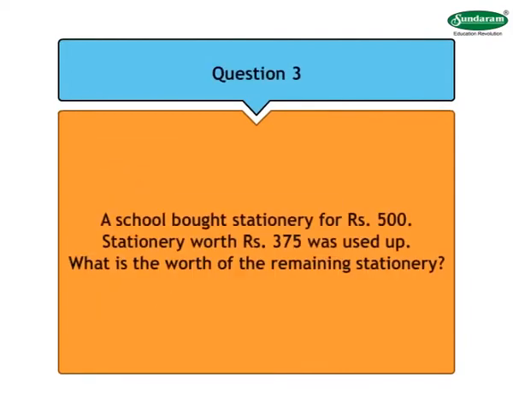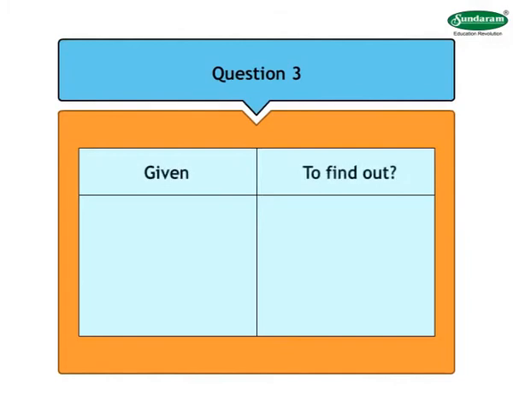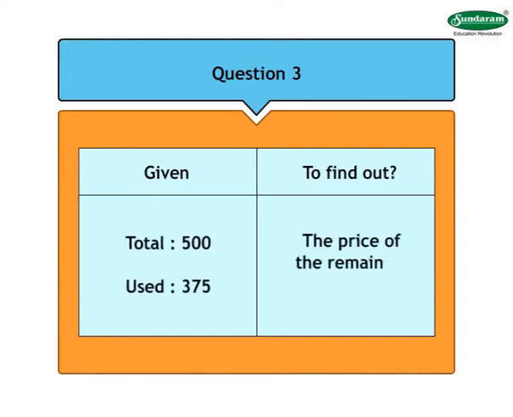Question 3. A school bought stationery for rupees 500. Stationery worth rupees 375 was used up. What is the worth of the remaining stationery? Answer. In this question, the purchase price of the stationery bought is given, along with the price of the stationery used. We are asked to find the price of the remaining stationery.